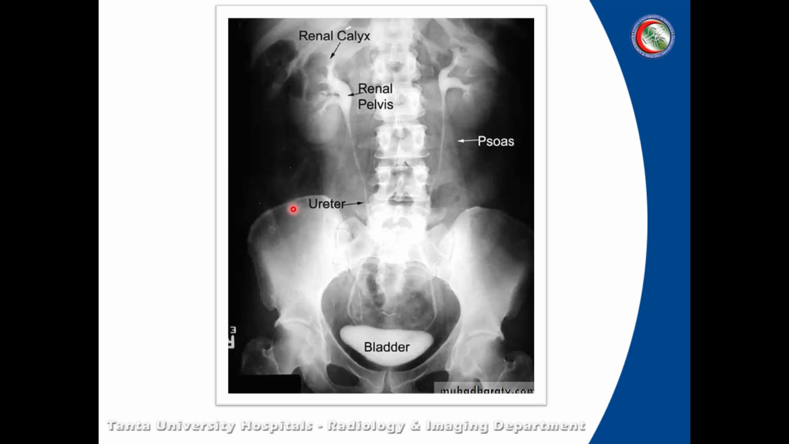This is a normal IVU or intravenous urography. This is the shadow for the right kidney, the shadow for the left kidney, minor calyces opening into the upper major calyx, middle major calyx, lower major calyx, renal pelvis, and ureters on both sides, ending at the vesico-ureteric orifice into the urinary bladder.